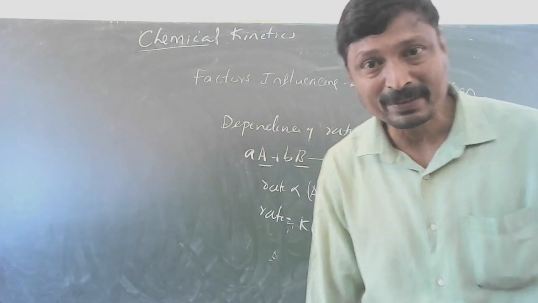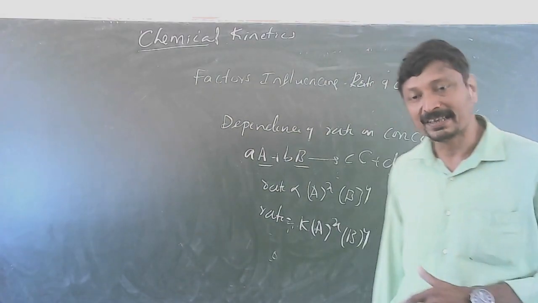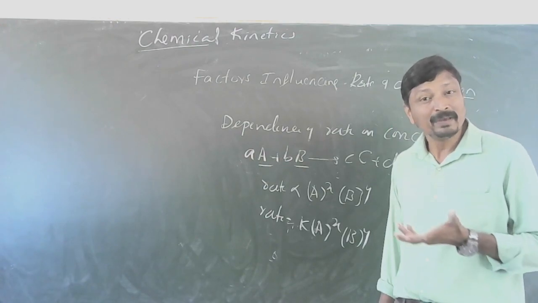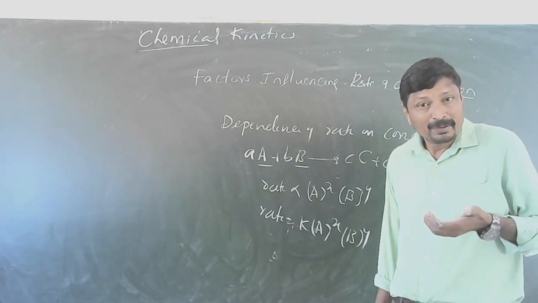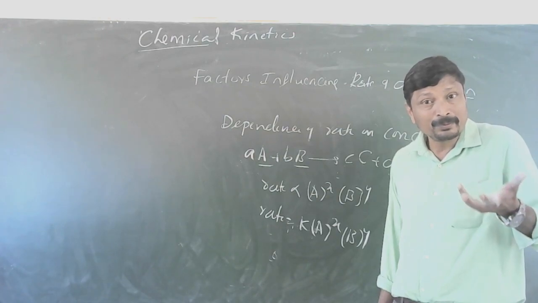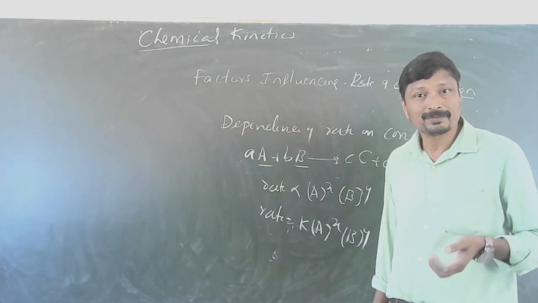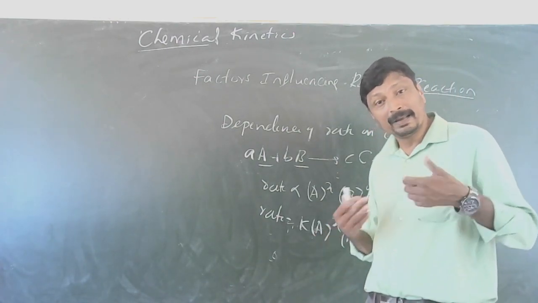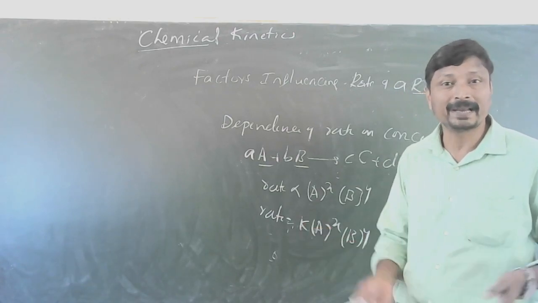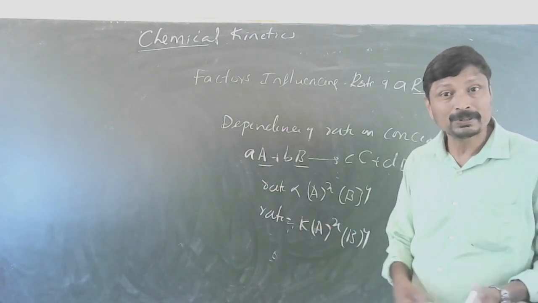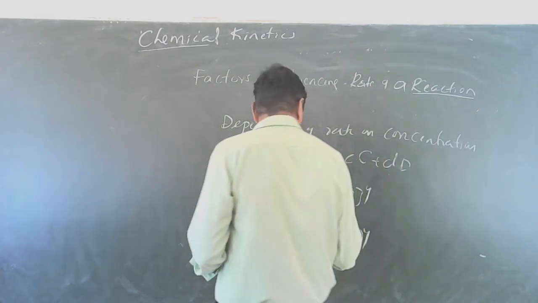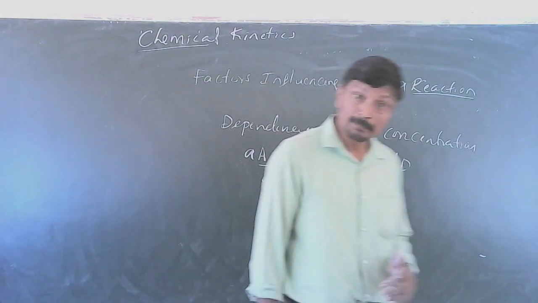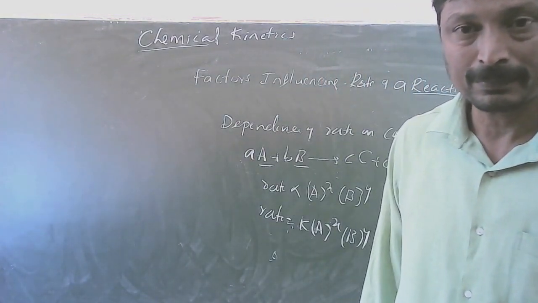What do x and y represent? How sensitive the reaction rate is to the concentration of A and the concentration of B. See, x and y may be 0, may be a fraction, may be 1, 2, 3, or may be negative also. Sometimes an increase in concentration of the reactant may decrease the rate of the reaction, then it becomes negative. It may be 0 also. So here x and y may or may not be the same as a and b. In some cases it may be the same as a and b, in some cases it may be different.